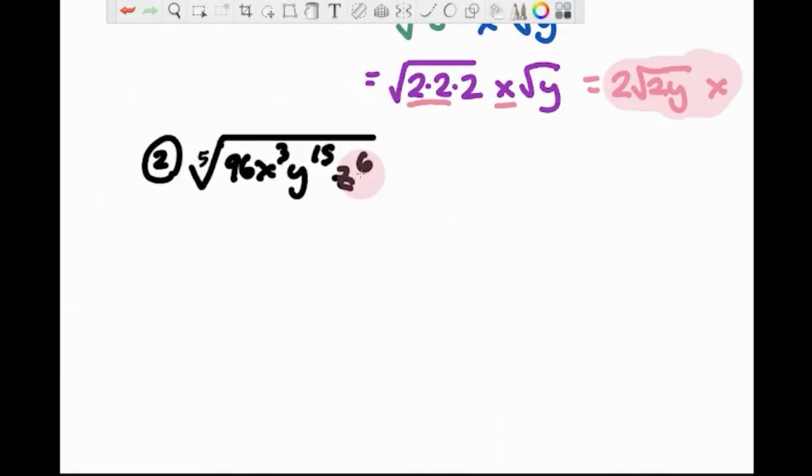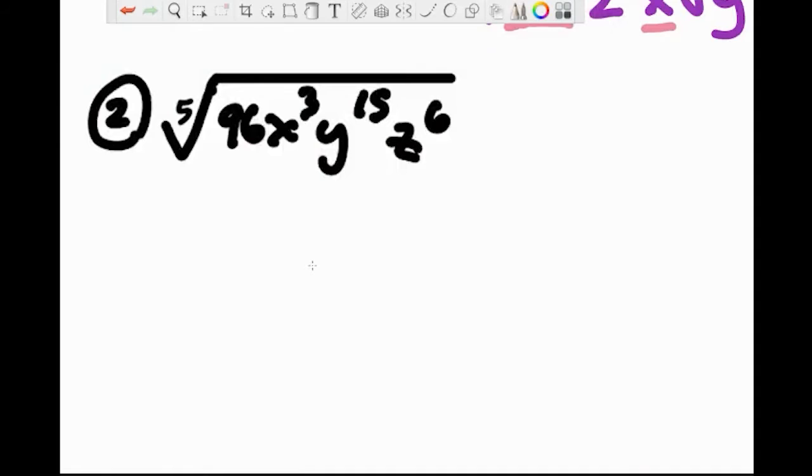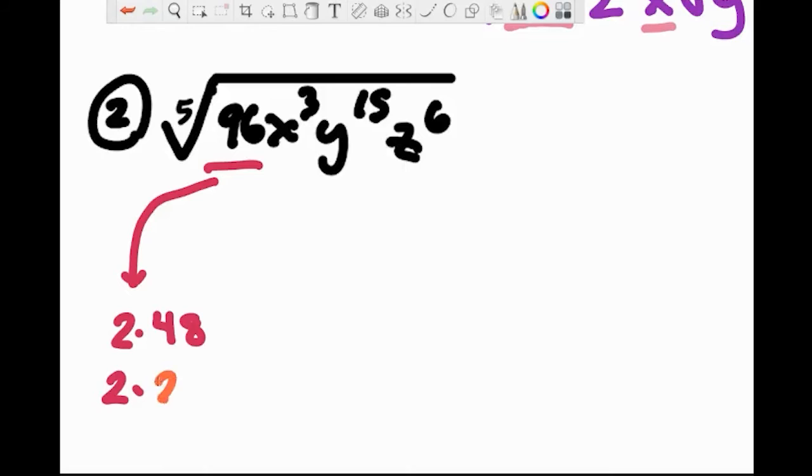Okay. All right. 5th root of, holy cow. All right. Let's break this down. First thing I'm going to break down is the 96. So I'm actually just going to kind of break this down over here. So 96 is going to break down to 2 times 48. Okay. 48 is going to break down to 2 times 24.